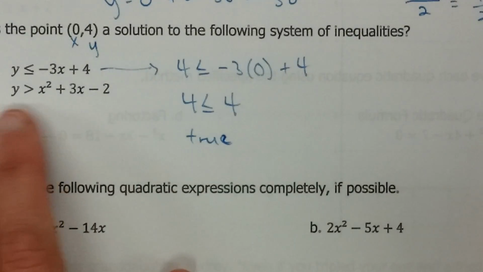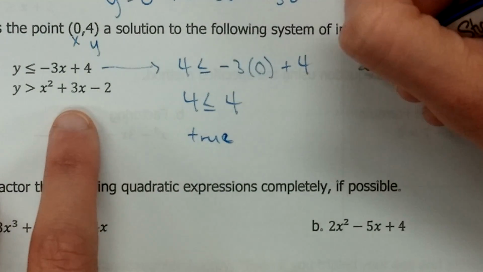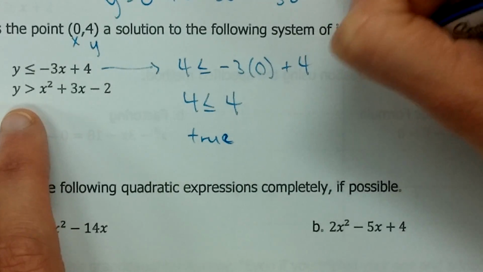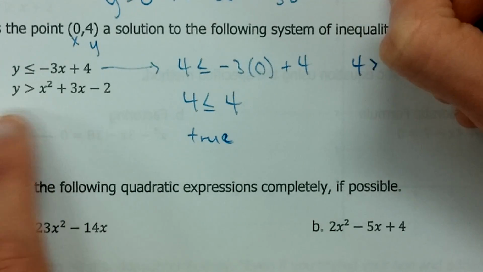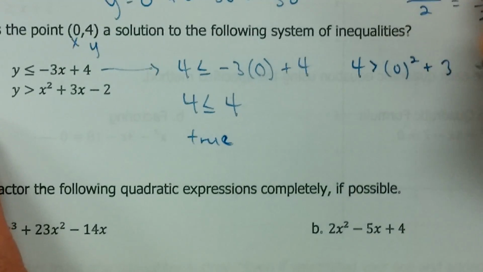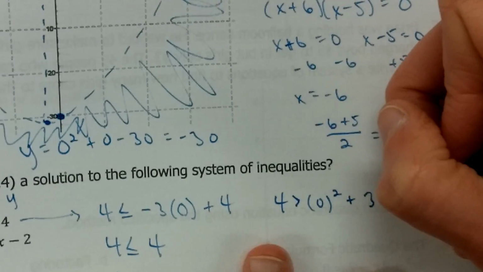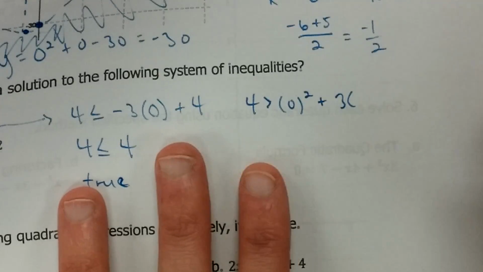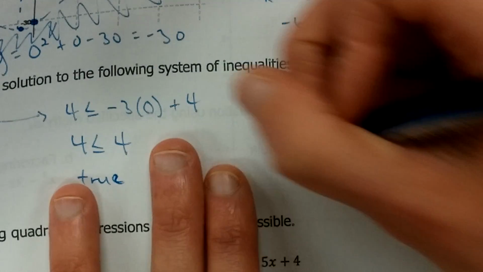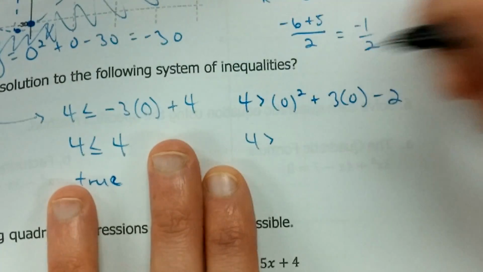Okay, and then for this bottom inequality, I'm going to plug in my x and y values to that one. So again, for y, I'm going to plug in the y value from the point, which was 4. I'm going to plug in the x value of 0 for both x's. So when I do that, I just have to decide if this is true. So I'm going to simplify the right side.